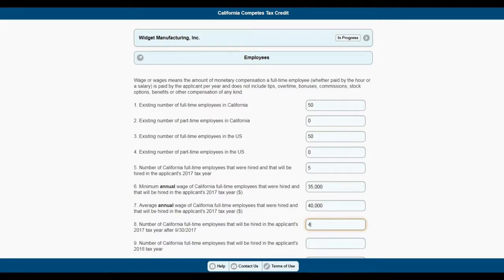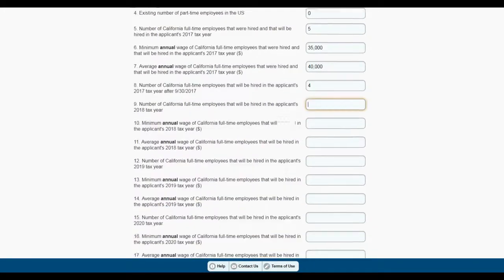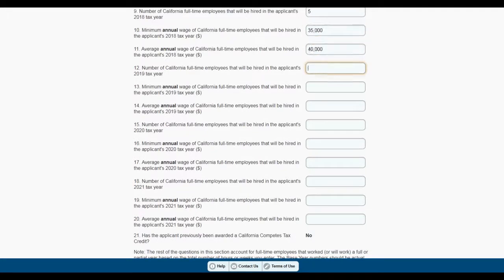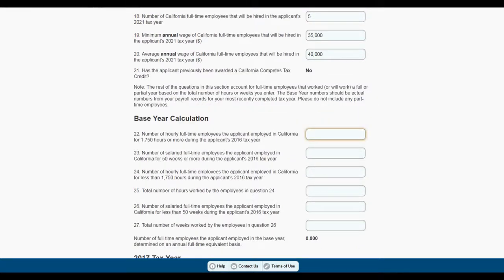We repeat 5 employees per year at $35,000 minimum and $40,000 average until question 21. Moving into the base year, Widget had 22 full-time hourly employees that worked 1,750 hours or more, and 17 salaried full-time employees that worked 50 weeks or more.